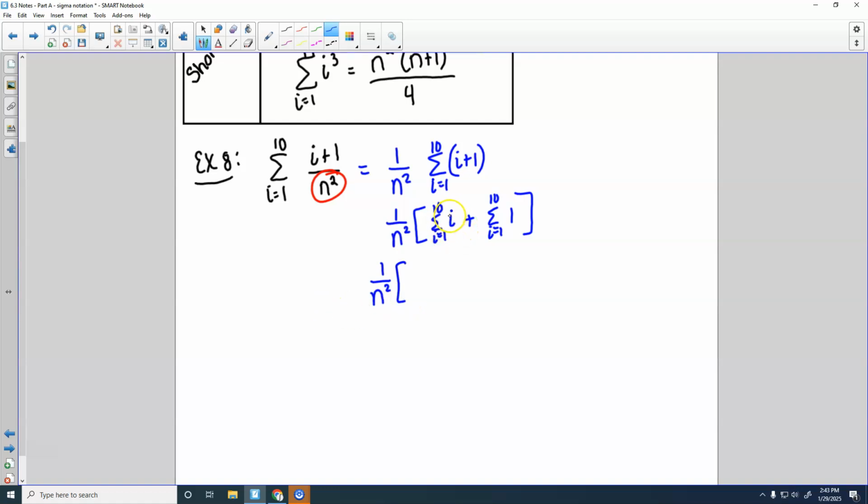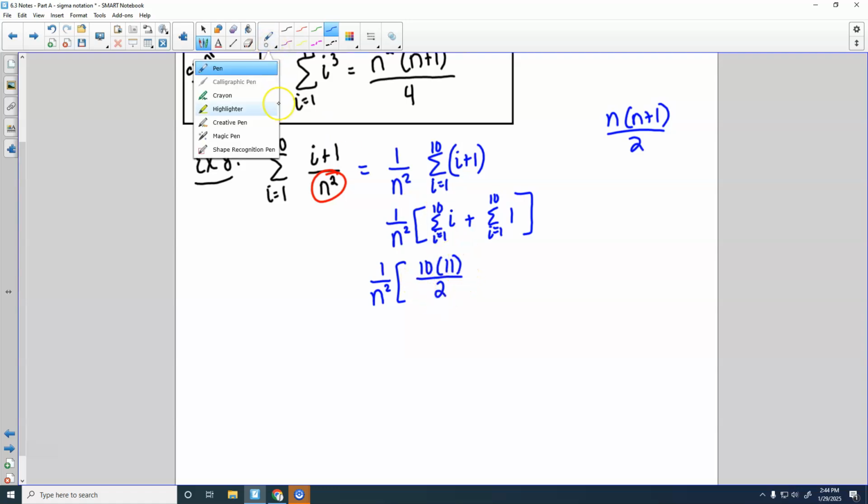And then if I want to use the shortcut rules instead of listing it all out, the shortcut rule for just an I was n times n plus 1 over 2. Or I guess I should use, because they put an n in this problem, let me use I. Let me just use the rule. N times n plus 1 over 2. So n is 10 for this case, so it's going to be 10 times 10 plus 1, which gives me 11 over 2. That's what I will get for this piece right here, using that shortcut rule.